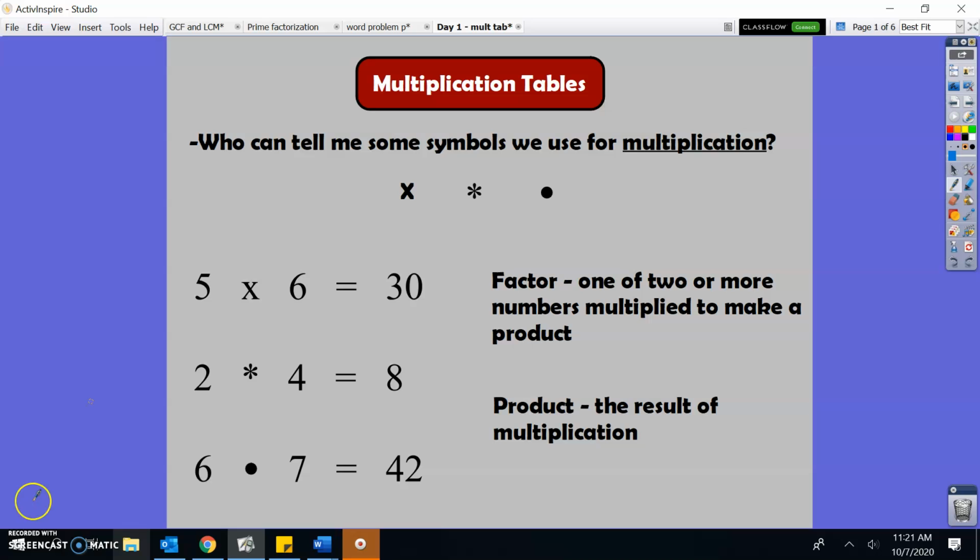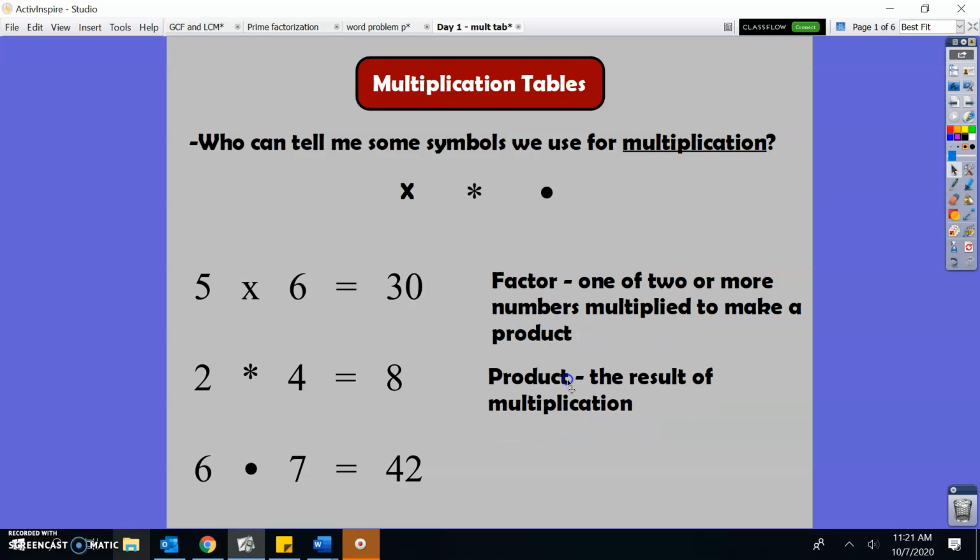At the very top here, you see there are three different symbols for multiplication. There's an X, there's a little star, and there's a dot. All three of those represent the multiplication sign. So there's two words for us to focus on for today's lesson. One is factor, and another one is product.